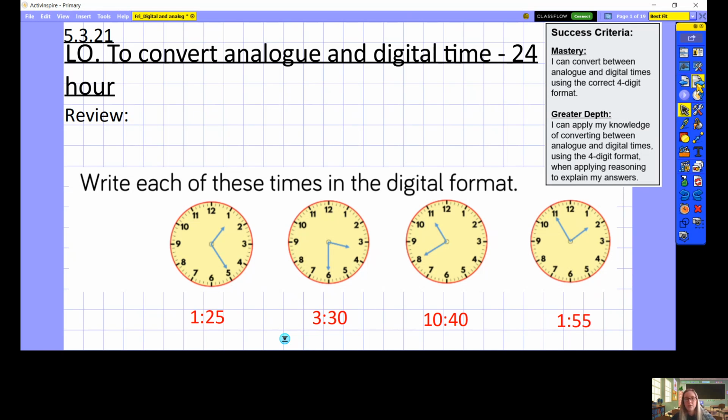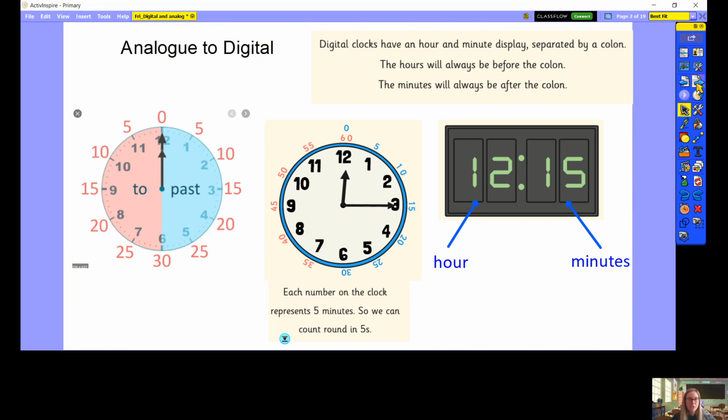So let's remind ourselves, this page is just here to remind you of the difference between an analog clock and a digital clock. You can look back at this at any point if you need a reminder of how to tell the time on an analog clock, looking at the minutes past the hour or the minutes to the hour, to remind yourself of changing to digital time by counting around the clock in 5s, and this is what the digital time would look like, the hour followed by the minutes.